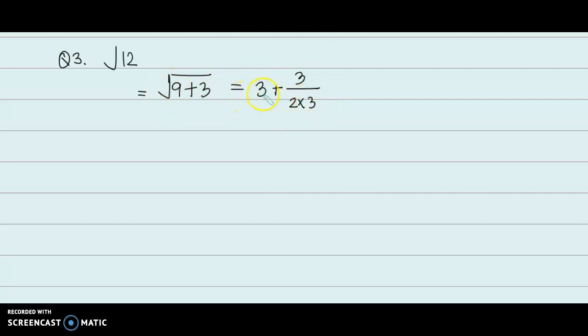So the formula is very simple. You write here a, and here it is b by 2 times whatever you have written, 2 times root a. So that gives you 3 plus 1 by 2, which is nothing but 3 and a half, that is 3.5. So you will get the answer of root 12 approximately this only. You can check on your calculator, you will get the same answer.